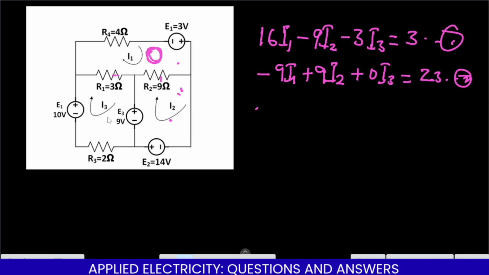Now let's move on to the last loop, right? So the rule states that we should sum all the resistances within the loop. So that will give us 3 plus 2, and that will give us 5. 5I3, and multiply by each loop current. I'm doing it so that it will be in order.